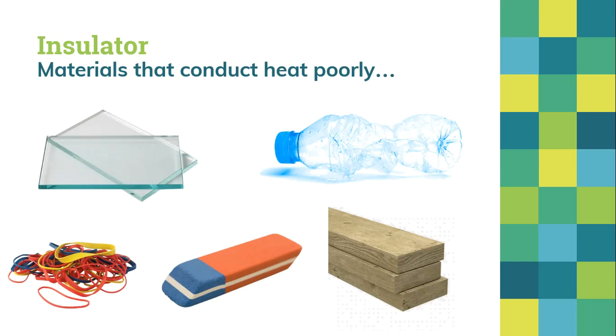Air, for example, is a thermal insulator. Yes, air. Most winter coats are puffy because they contain pockets of air that prevent heat from moving away from your body. If we take a look at different examples of materials that are insulators, we have glass right here, we have plastic, wood, and some rubber right here. So these materials don't easily allow electricity or heat to flow.